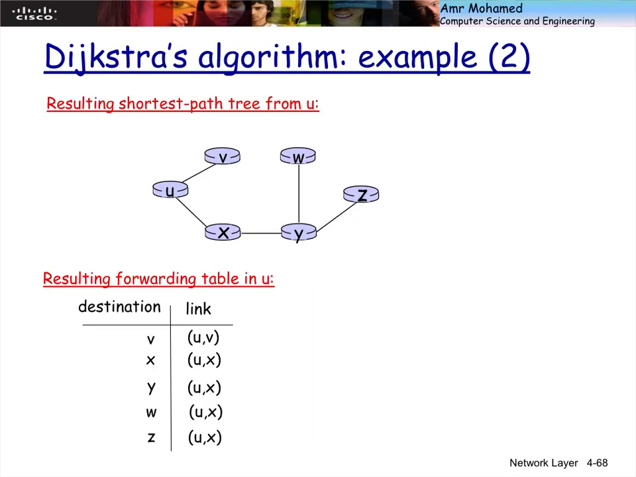So this is the shortest path tree. When I remove all the links that are not included in the shortest path tree, this is what I get. So if I need to go to V, I need to go UV. If I need to go to X, I need to go VUX, and so on. Where do I know this? From the predecessor.